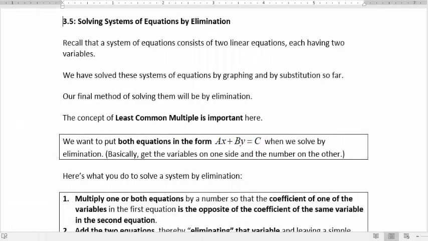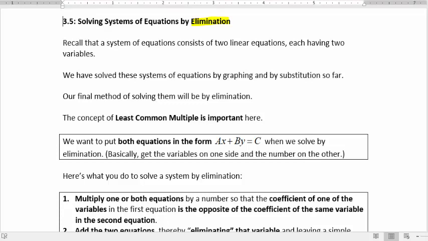Now we're in our final section of systems of equations, which deals with our last method of solving them, which is the elimination method, sometimes also called the addition method. So if you see the phrase "solved by the addition method," it really means the elimination method. They're just interchangeable terms for the same process.